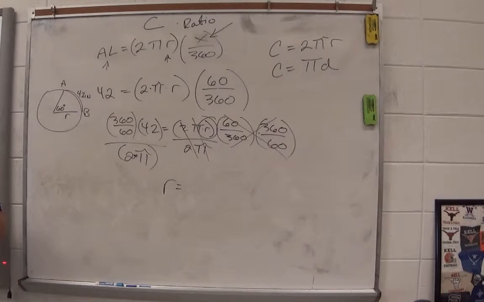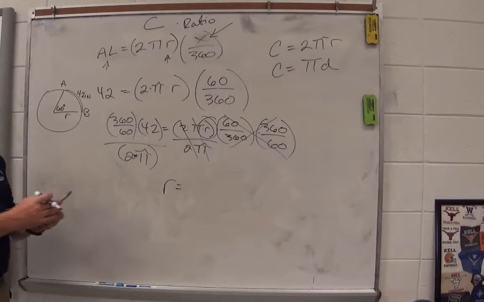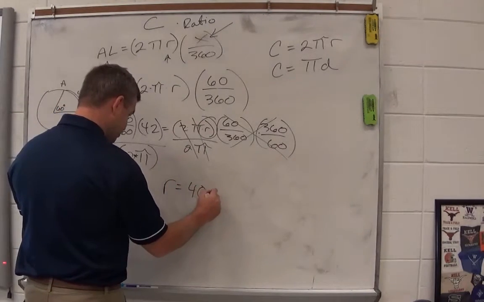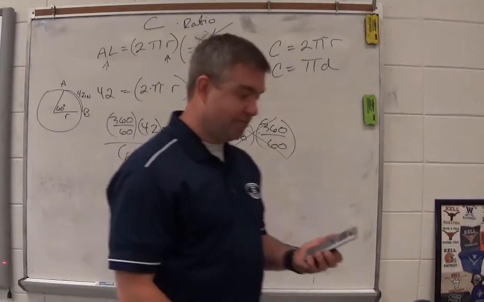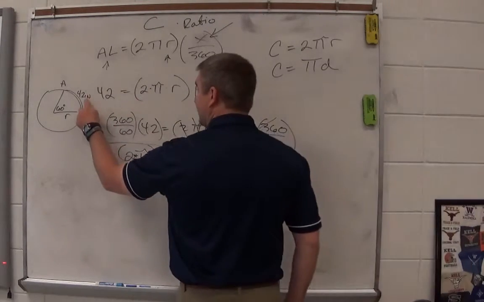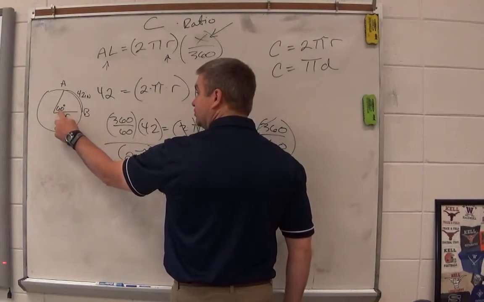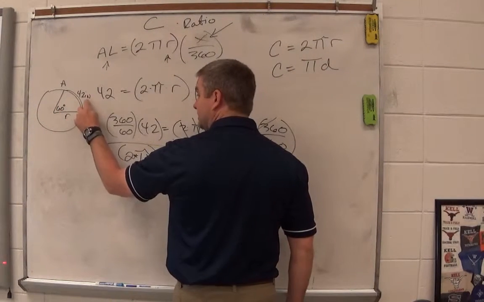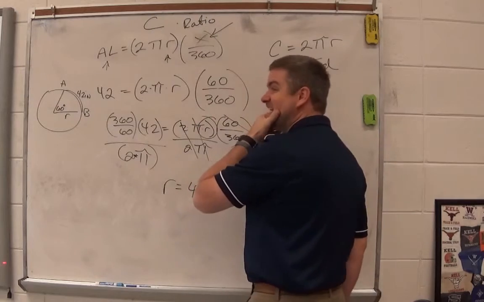I'm almost there. Give me a second. Could you make it 6 over? 40.11, yeah, that's what I got. Rounded like money, it would be 40.11. So the radius is 40.11, if the arc length is 42, and the measure of the central angle is 60, and that means the measure of the arc is 60.